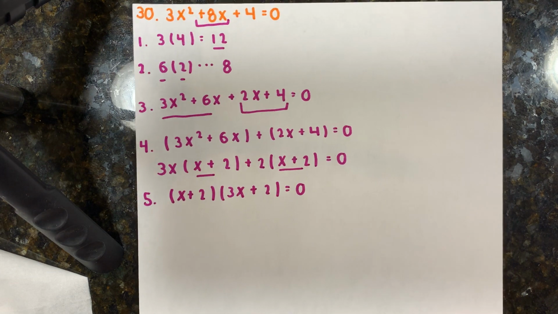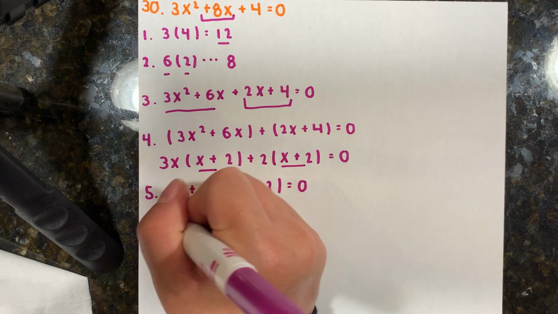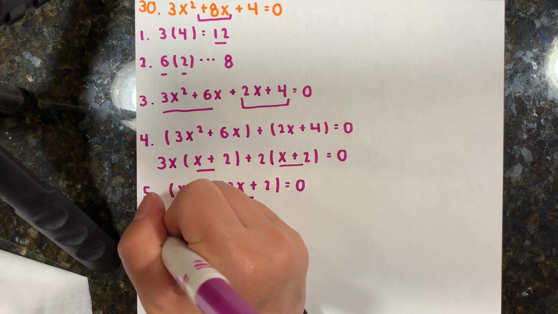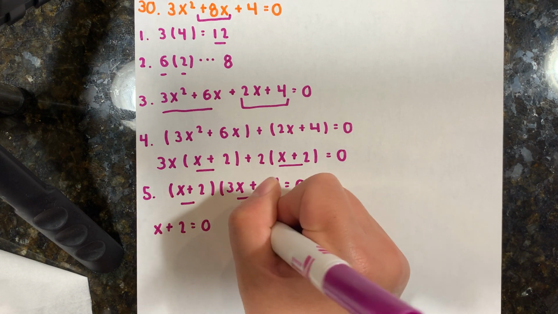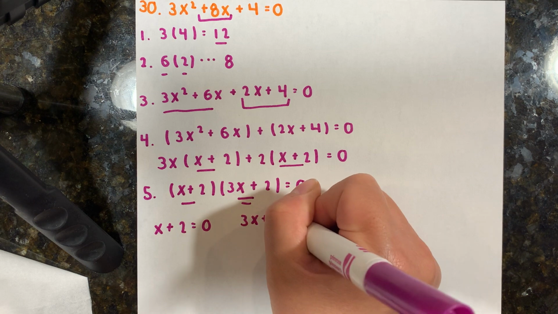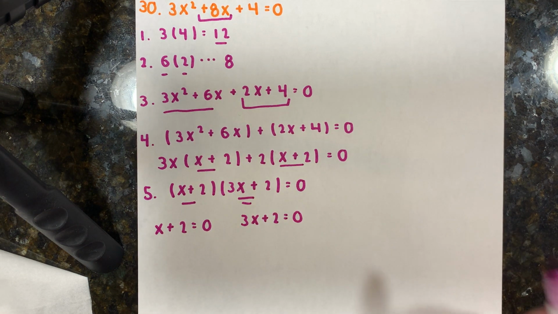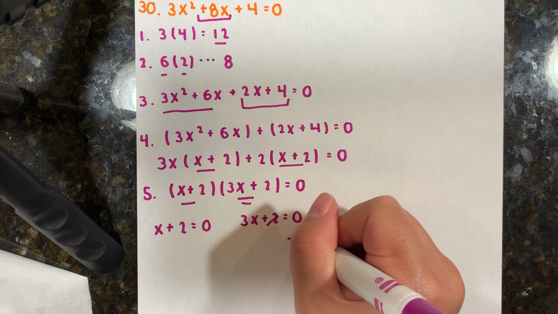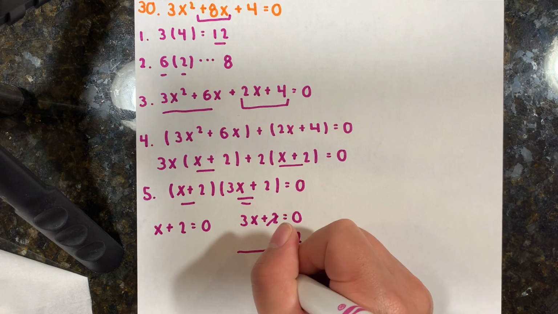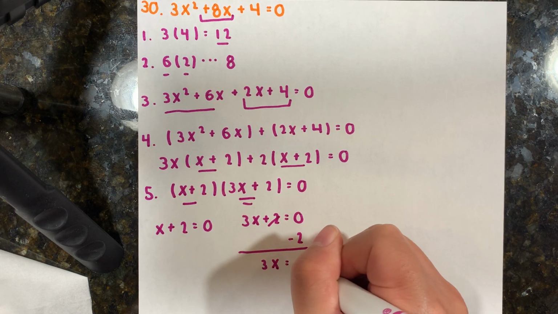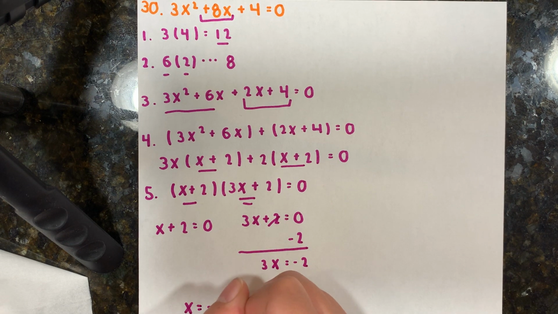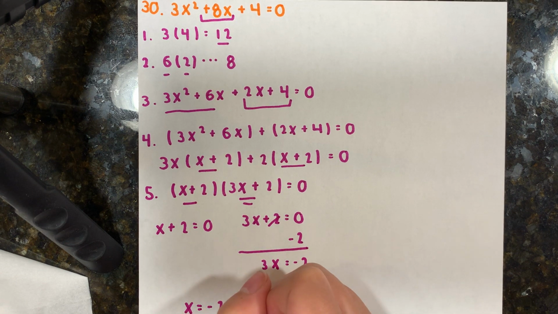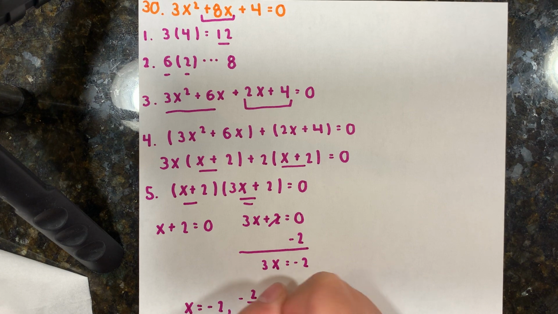Now you're going to set each of these equal to 0 to solve. So x plus 2 equals 0, and then 3x plus 2 equals 0. Move the 2 to the other side, would give you 3x is equal to negative 2. So my two answers are going to be x is equal to negative 2, and then x is equal to negative 2/3.